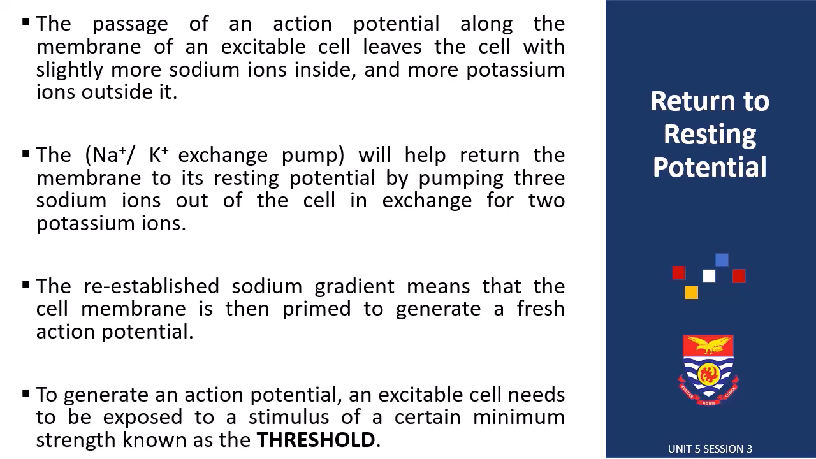To generate an action potential, an excitable cell needs to be exposed to a stimulus. In this case, a nerve cell is exposed to a stimulus of a certain minimum strength, and this minimum strength required is referred to as the threshold. A stimulus below this threshold will not bring about an action potential, as the axon does not depolarize sufficiently to allow the voltage-gated sodium channels to open.